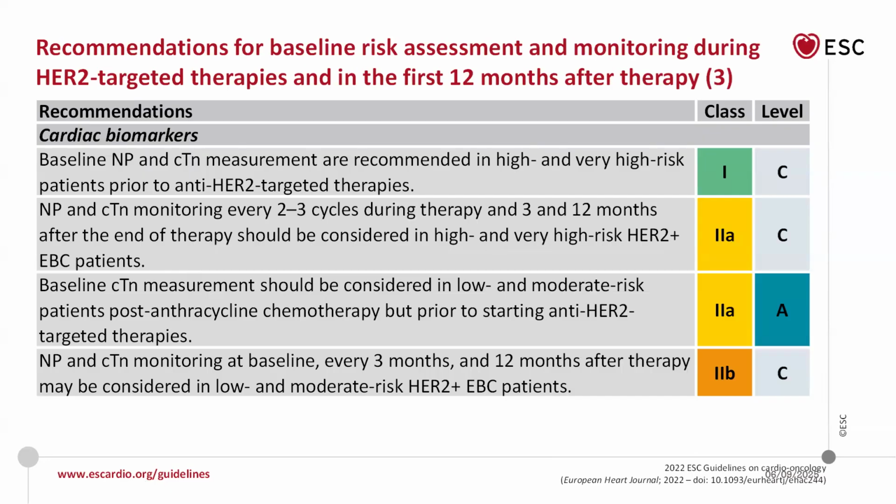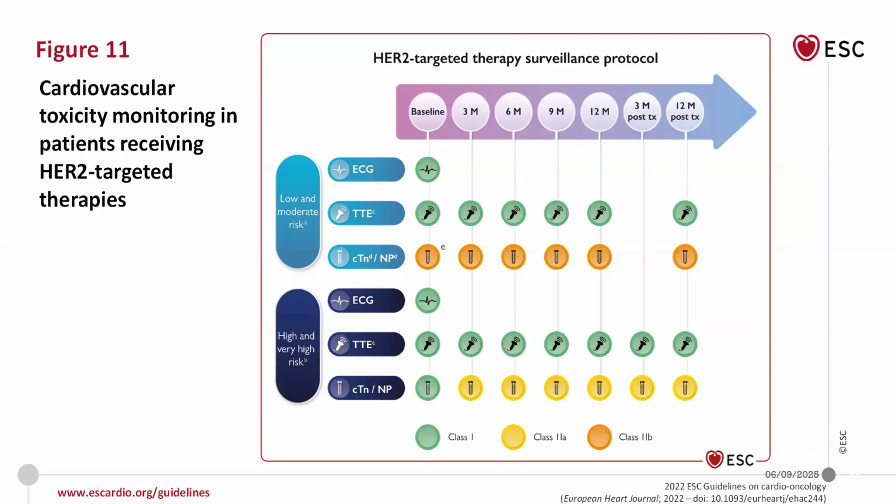And a baseline cardiac troponin measurement should be considered in low and moderate risk patients. This is post-anthracycline chemotherapy, but prior to starting anti-HER2 targeted therapy. Again, this also summarizes the time at which the various investigations are done based on their risk levels.